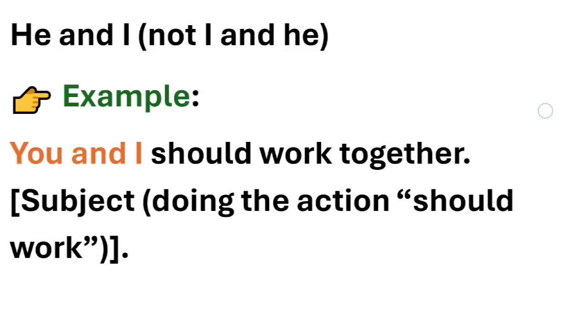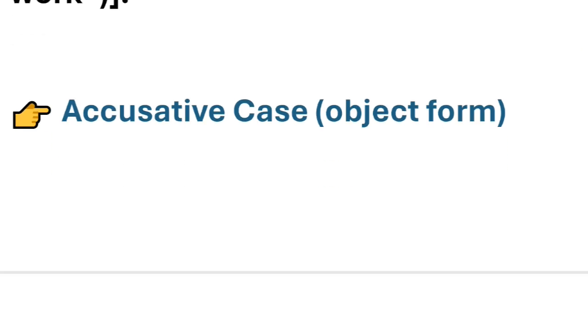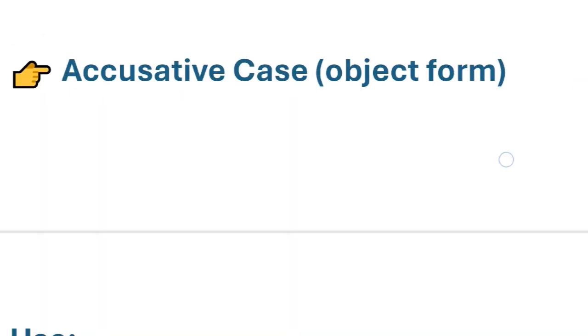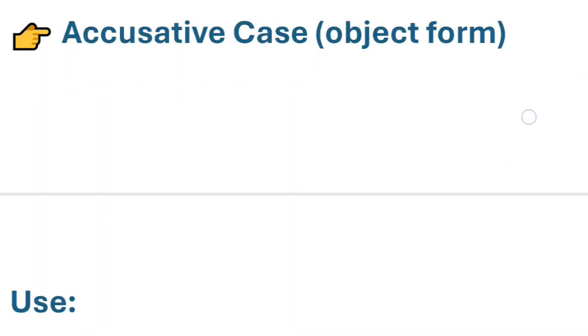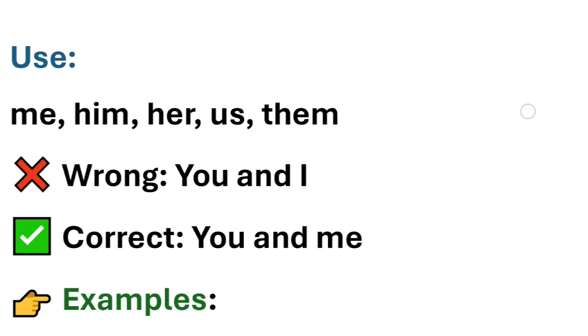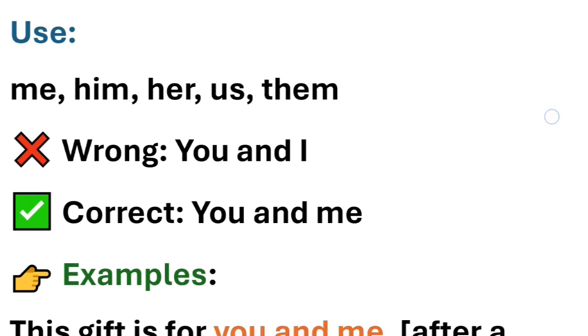These have been used as subject as well. Subject means doing the action, which is should work. Some work is happening and that is the action that's happening. Subject is doing, so you and I has been used in that case. So that was a subjective case. Now let's talk about accusative case or objective case. In that situation, we have to use the pronouns me, him, her, us, and them.